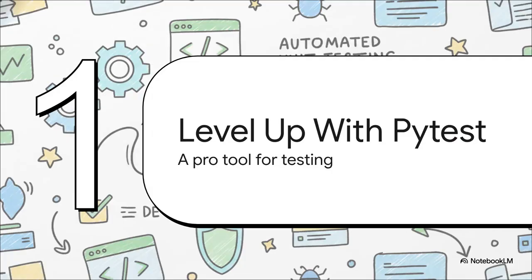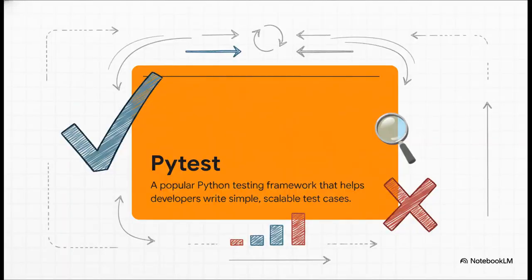Now, assert statements are awesome for a start, but when you start building bigger things, you're going to want to level up. And that's where a professional tool like pytest comes in. So what is pytest? Think of it as a full toolkit for testing. It takes the simple idea of assertions and builds a whole system around it. It helps you write and organize your tests in a clean way, and after it runs them all, it gives you this beautiful, clear report telling you exactly what worked and, more importantly, what didn't.